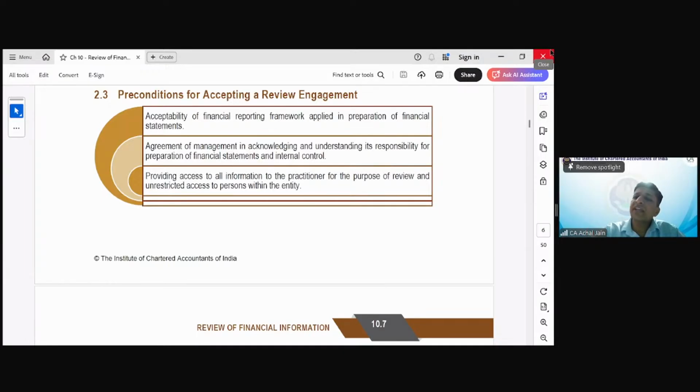Why is it an assurance engagement? Only detailed checking we are not doing, but we have to give limited assurance. So what is your answer? First of all, tell me what is your answer? Yes or no?